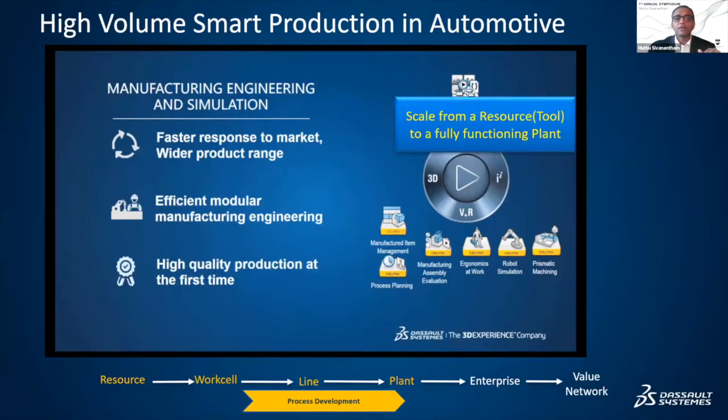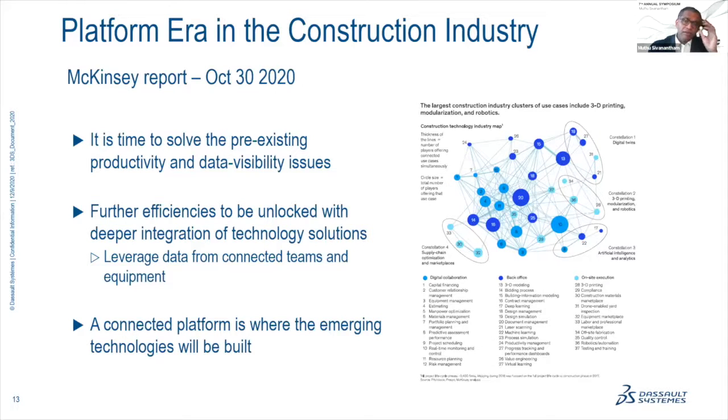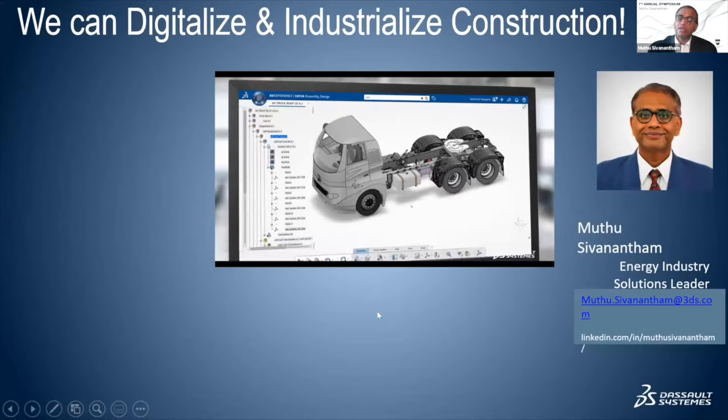And you can scale. And jumping on a little bit from a McKinsey report that I recently saw, just to summarize, we can do something similar in the construction industry. And you can think of cycle time, like an operation science principle. And this report also called for, it is time to bring these productivity and data visibility issues together and try to unlock these efficiencies by integrating them together, preferably on a common platform, so that the further growth of these technologies can be made easier.